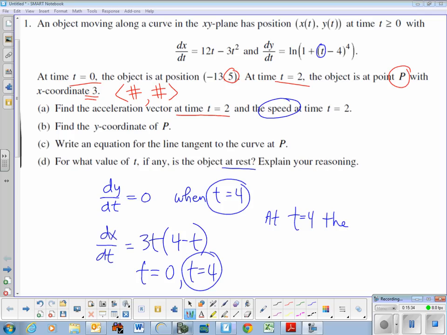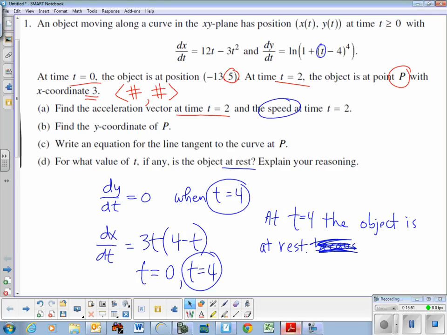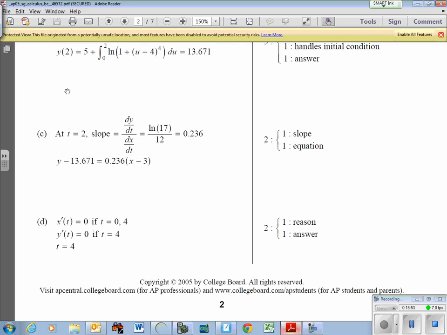At t equals 4, the object is at rest because, actually, I don't need to explain that. I showed it over there. I showed where dy dt and dx dt were 0. All right, so you can see on their answer, they said, where is x prime 0? 0 and 4. Where's y prime 0? 4 only. T equals 4. That counts as a reason, showing that.